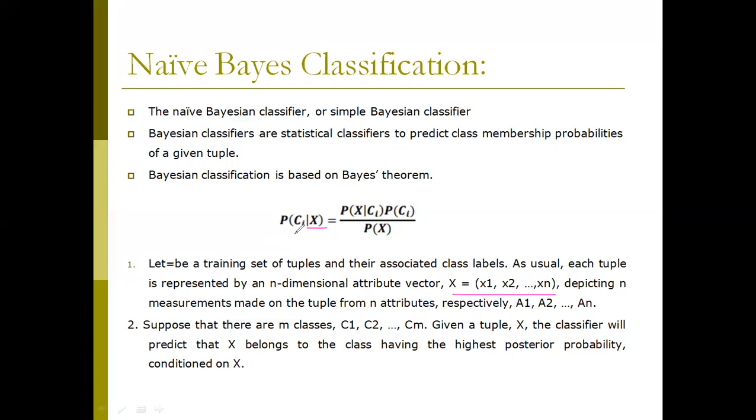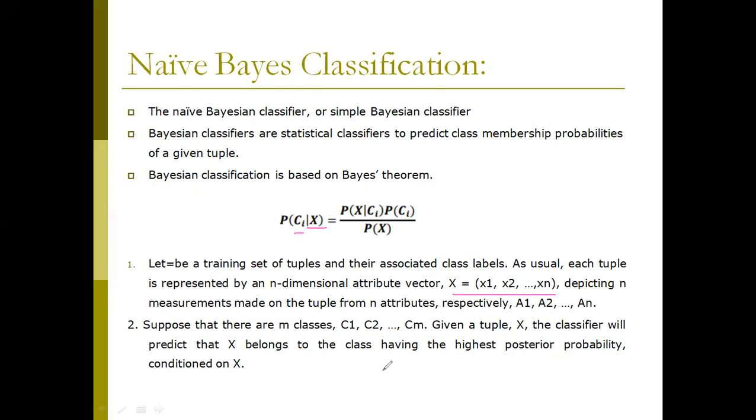What is Ci? Ci is the target class which we want to predict. This is the dependent class. You may say class labels, either yes class label or no class label. These can be represented by Ci, meaning C1, C2, C3. If you have multiple class labels, you represent them with C subscript i.